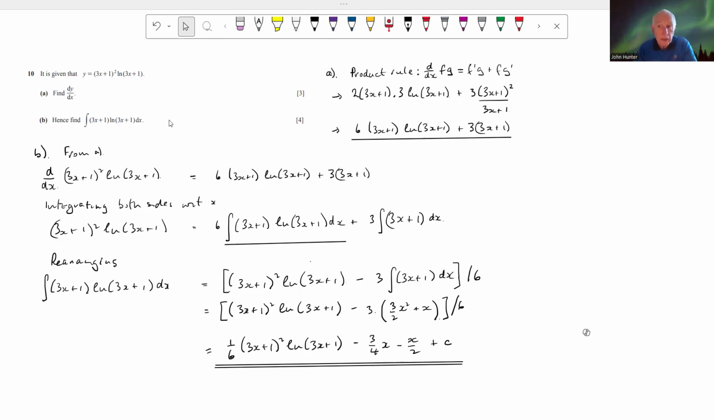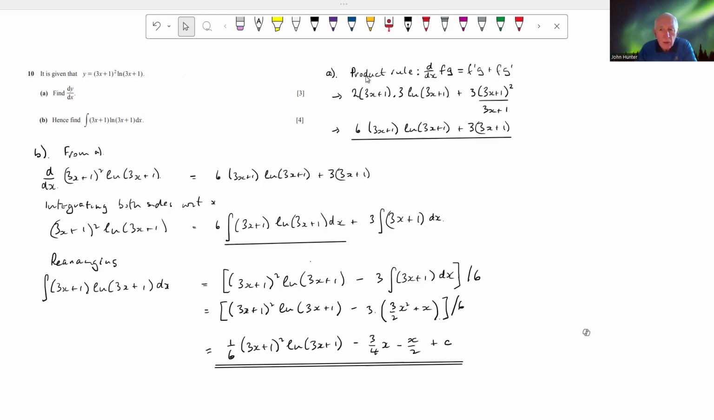Well, as with all these things, when it says hence, then obviously it's linked to the first part. And if it says hence or otherwise, it still means it's linked to the first part. So anyway, let's have a look at this. It's given that y equals this function here. It's a product, but also we've got the chain rule involved here. So let's find that derivative.